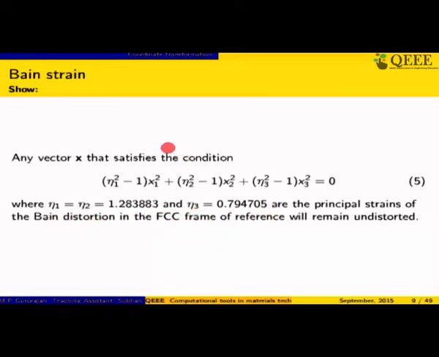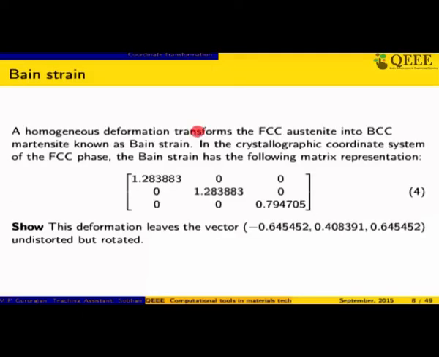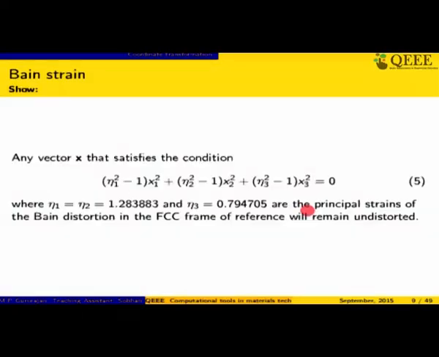Okay, so that's what we saw. And if you have this here again, it is not 1.28 but 1.123883. Okay, so please remember. So these are the principal strains of the Bain distortion in the FCC frame of reference. So anything that has this vector form.